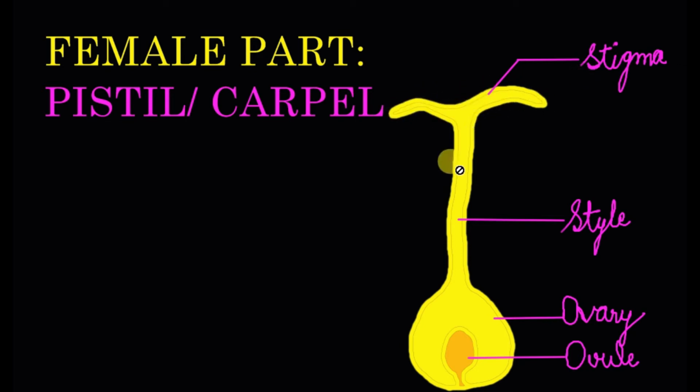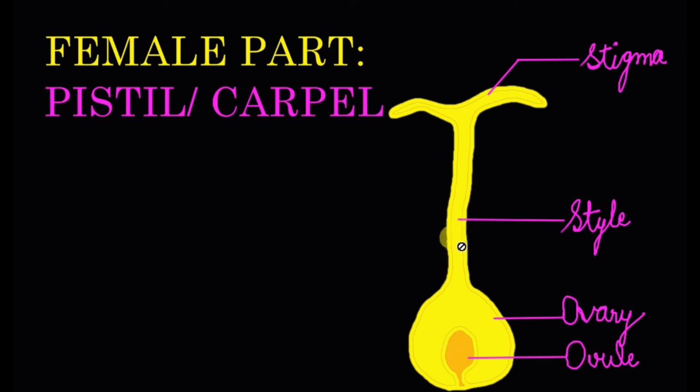Because it is the structure which will trap the pollen grains here. Then it is followed by an elongated portion which is known as the style, and it leads to the lower swollen part which is known as the ovary. Ovary possesses ovules. Ovule possesses a female germ cell where the fertilization occurs. So this is about the female part.